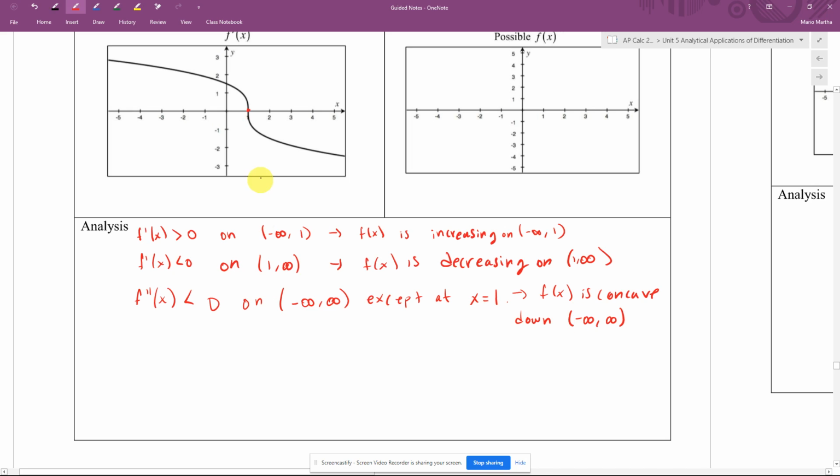And then we can also say that f of x has a minimum or maximum, because we're going from positive to negative. So therefore we have a maximum. f of x has a relative maximum at x equals 1. And here we don't have any points of inflection. So f of x has no points of inflection.